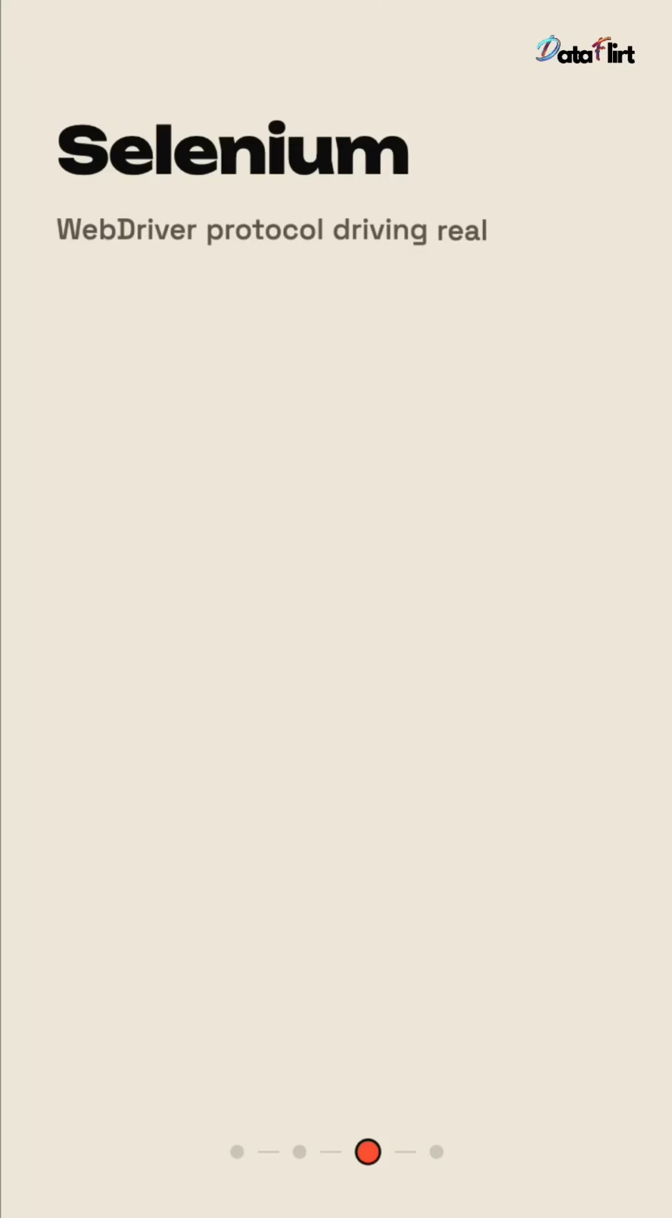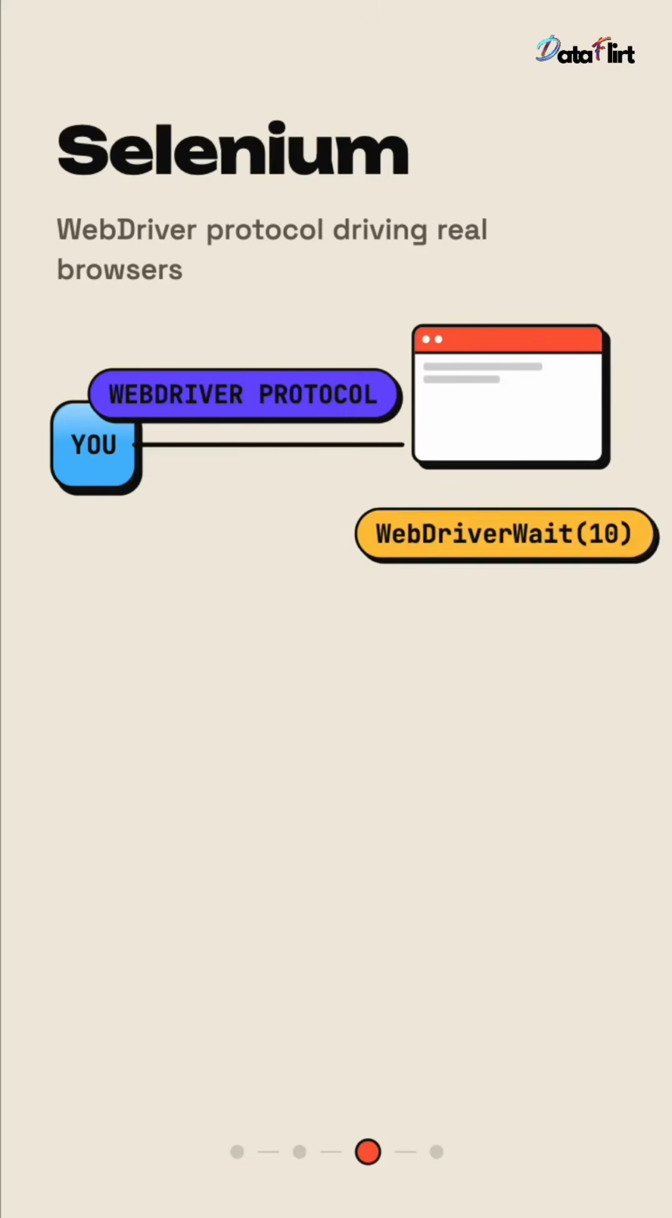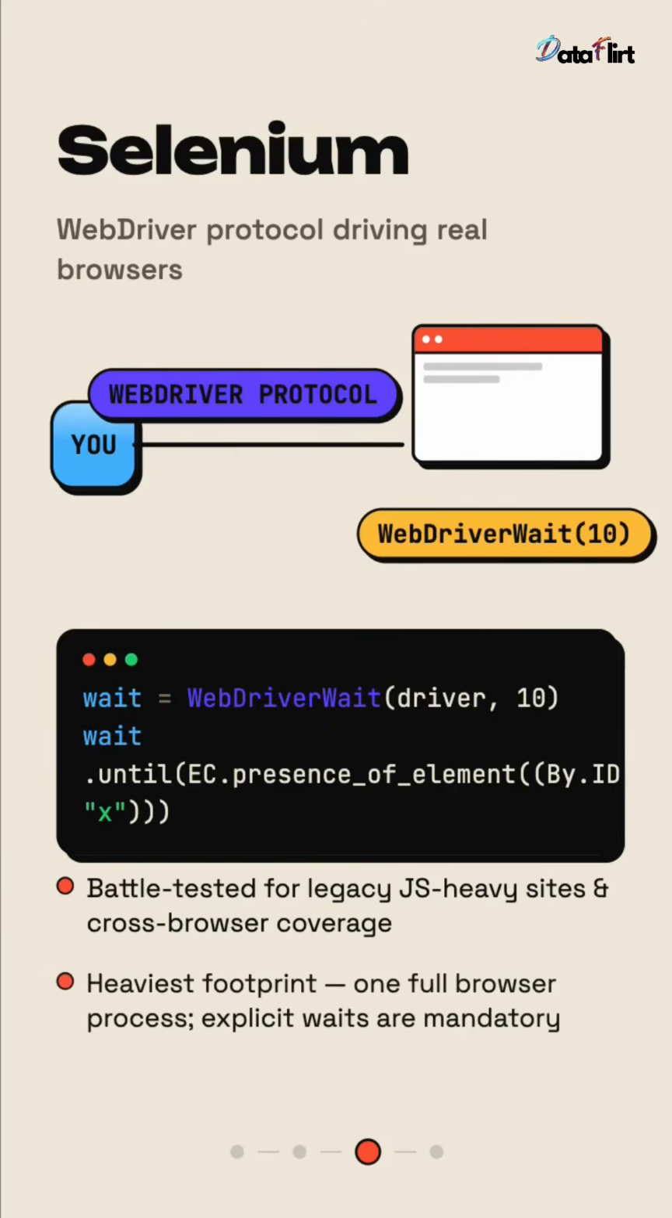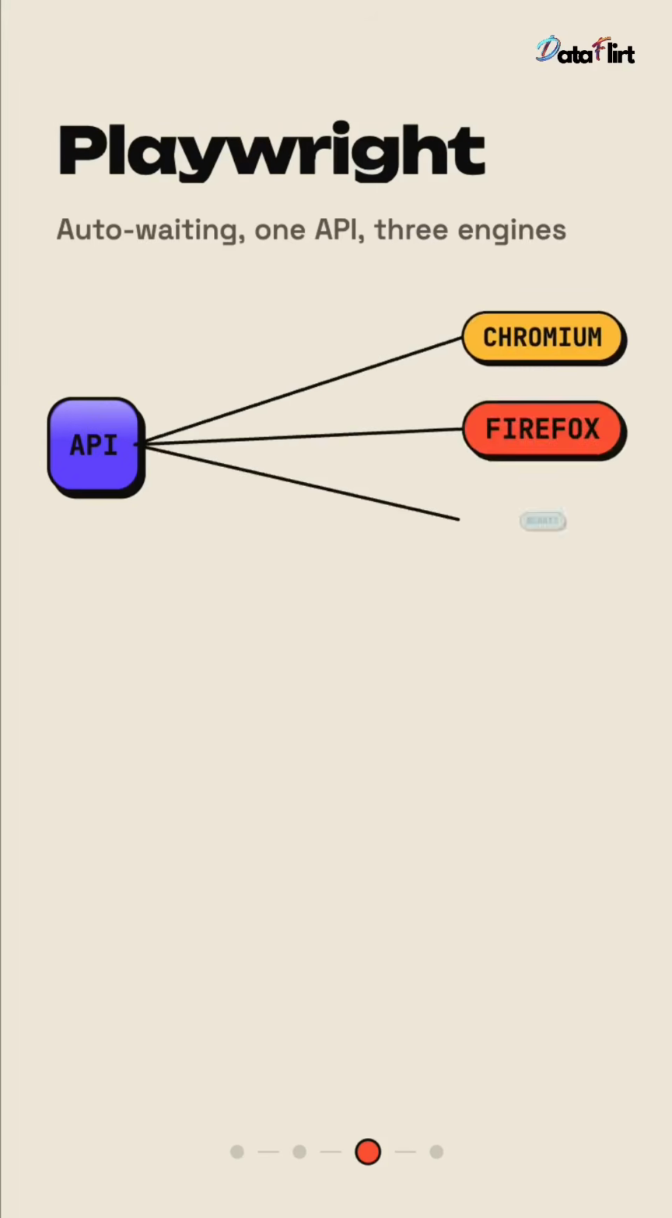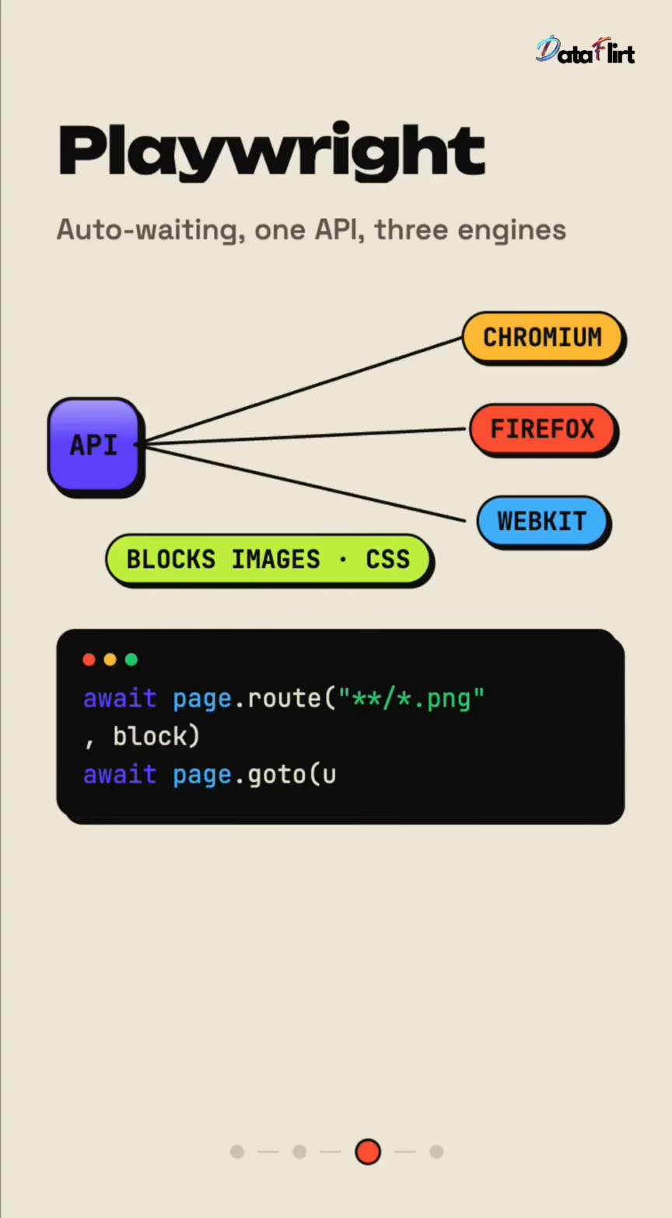Selenium drives a real browser over the WebDriver protocol. It is battle tested, but explicit waits are mandatory in Selenium, which makes it the wrong choice for most projects. Playwright is the modern pick: 1 API and 3 engines, built-in auto-wait and network interception to block deadweight.